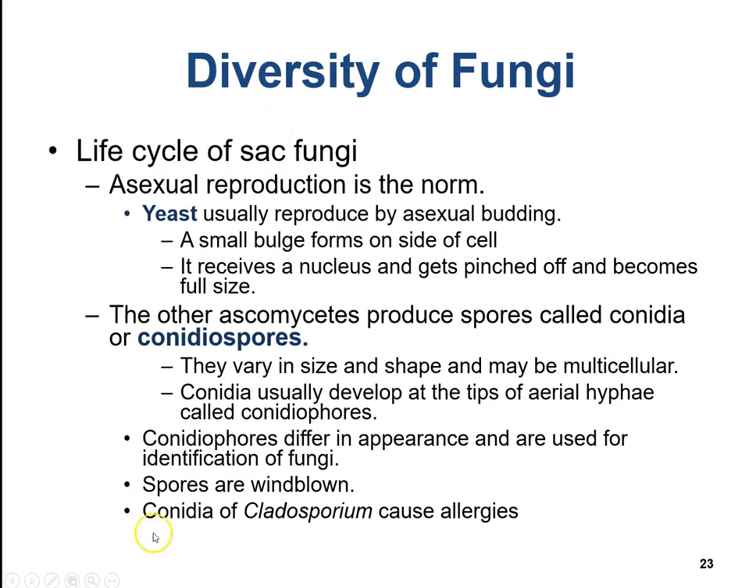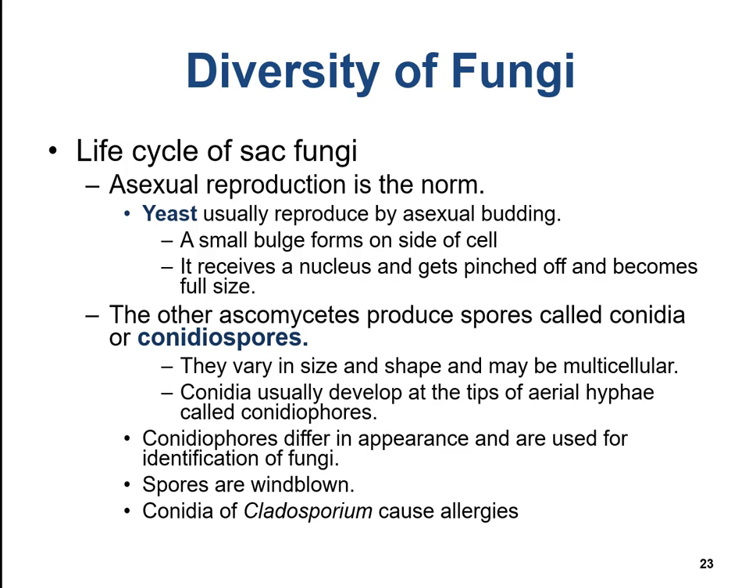Okay, if you look at the life cycle, asexual reproduction. Again, we talked about yeast, our type of sac fungi. They reproduce by asexual budding. Okay, and then remember, yeast are single-celled. The other members of this group produce spores called conidia or conidiospores. Okay. All right. And we looked at this microscopically when we looked at Aspergillus and Penicillium in lab, right? In terms of what those conidia look like.